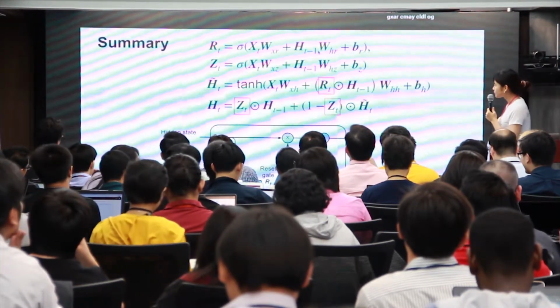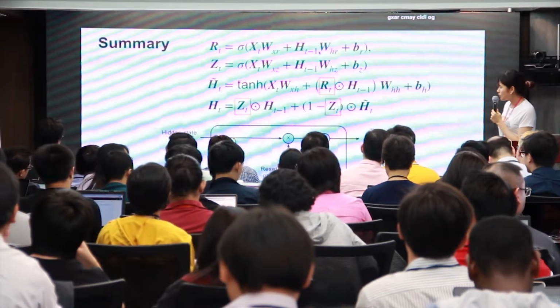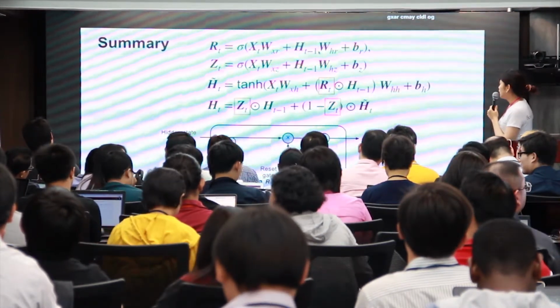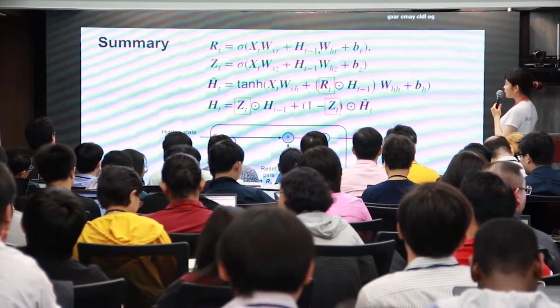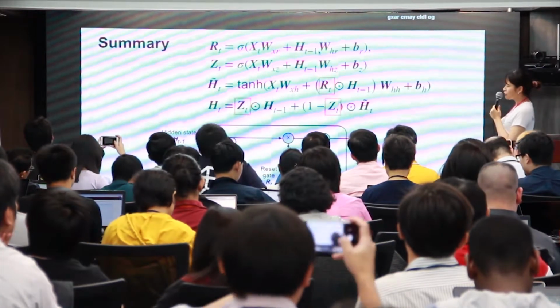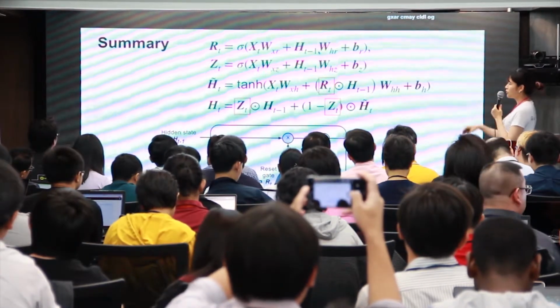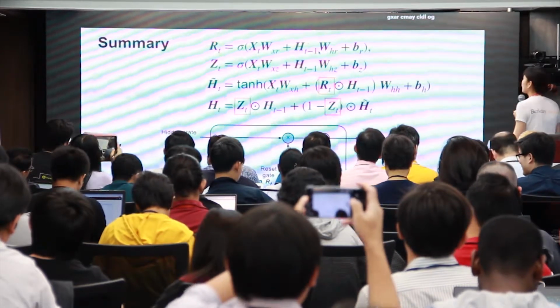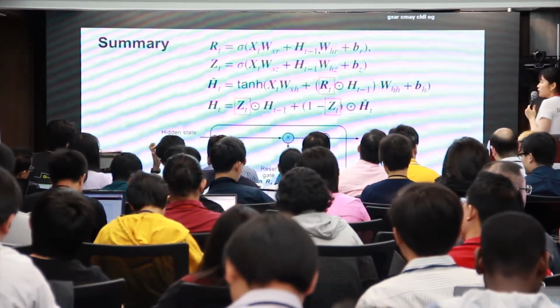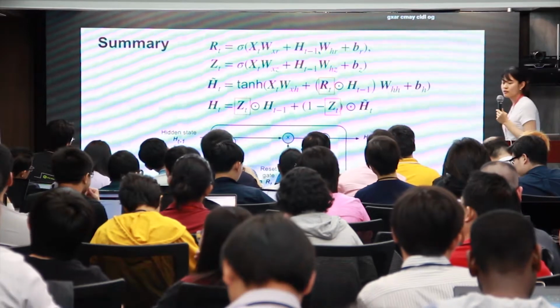Okay, here's a whole summary of how we update each of the gates. But remember, after you update each of the gates, you still need to output something, using the new hidden state. Any questions for GRU, please?